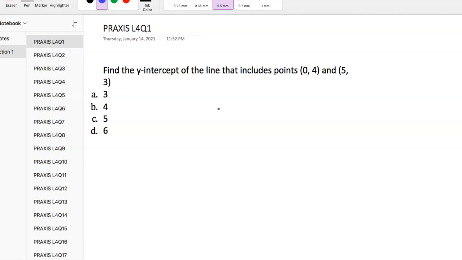Okay, let's get going here. Question number 1. So on this one we have 17 total questions. Find the y-intercept of the line that includes points (0, 4) and (5, 3). Okay, so for y-intercept, we have a couple of steps. And so the first is finding slope.